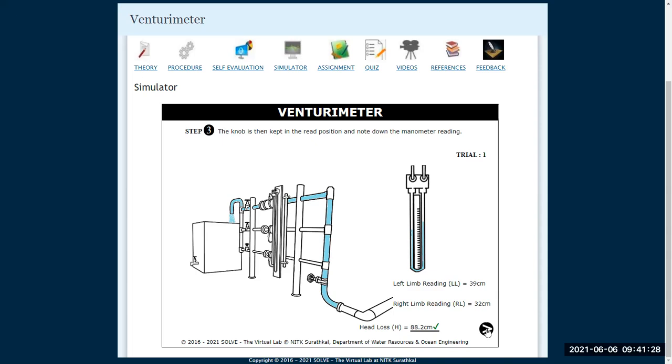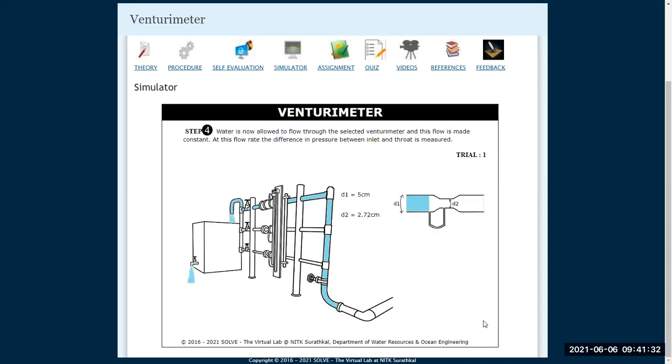After taking this manometric reading, the next step is to record, see here the water is flowing through the venturi meter, so you have to note down the diameters, that is D1 and D2. D1 is the diameter at the inlet, D2 is the diameter at the throat. Here D1 is 5 centimeter and D2 is 2.72 centimeter.